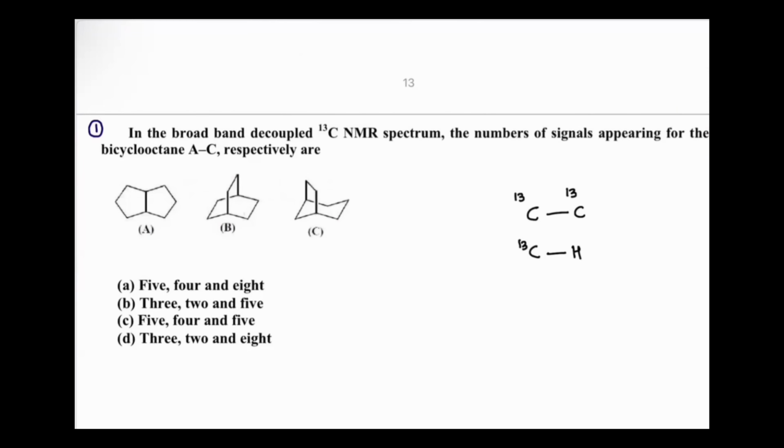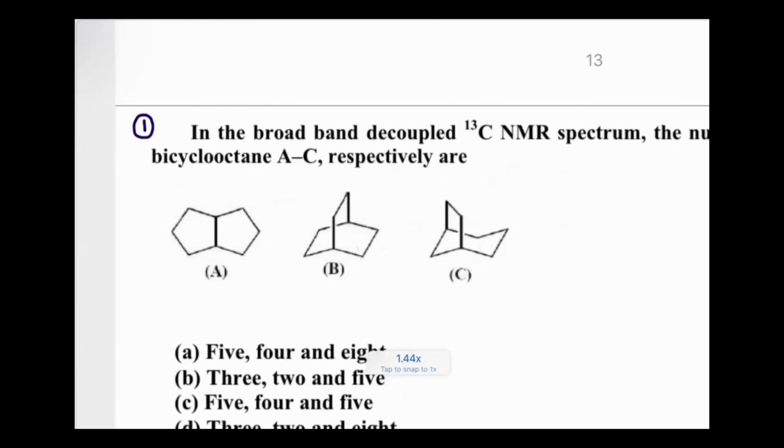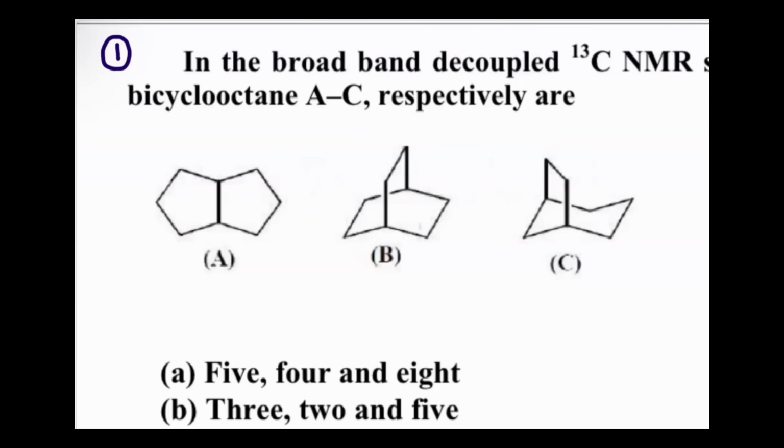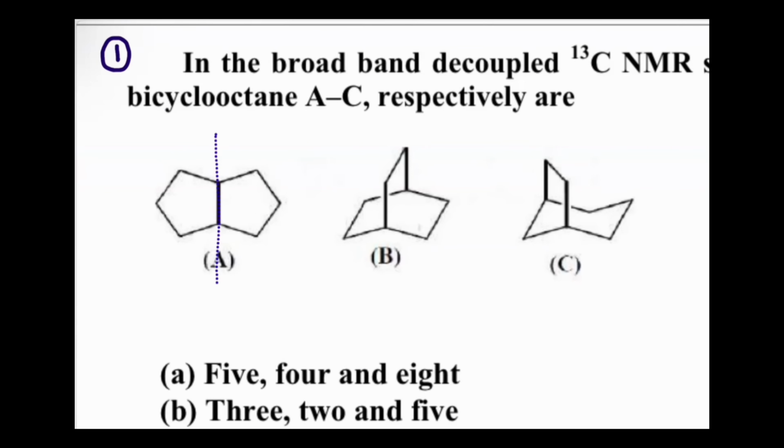So first we look at the first molecule here. To find out the number of signals in carbon-13 or proton NMR, we find the mirror planes in the molecule. In this molecule, we can see there is a mirror plane here, and one more mirror plane. So in this molecule, there are 2 mirror planes, one here and one here.